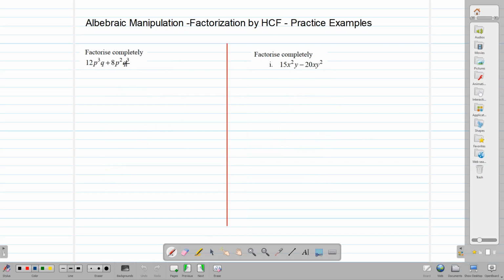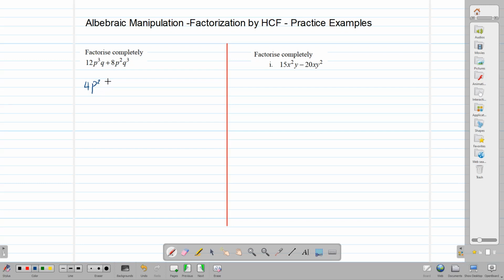What about this question? We have a 12 and we have an 8. Now, the highest number that can divide both 12 and 8 is 4. Now, let's look at the powers. Here we have a p to the third power, and here we have a p to the second power. So we use the lower one, which is p squared.